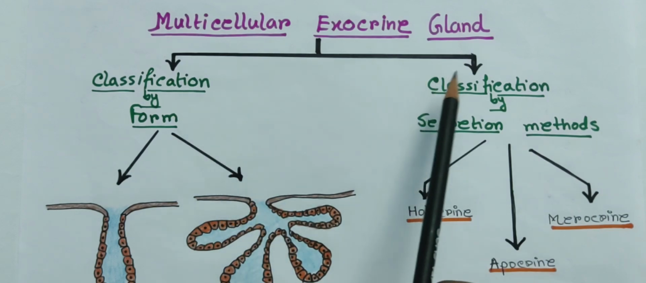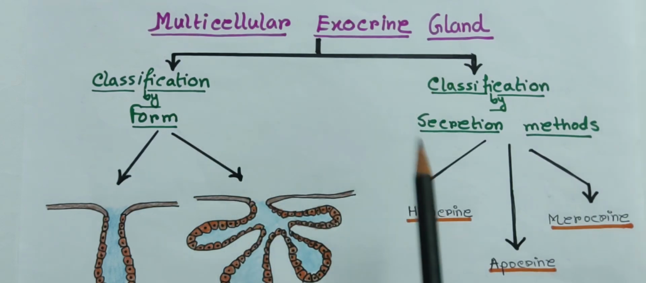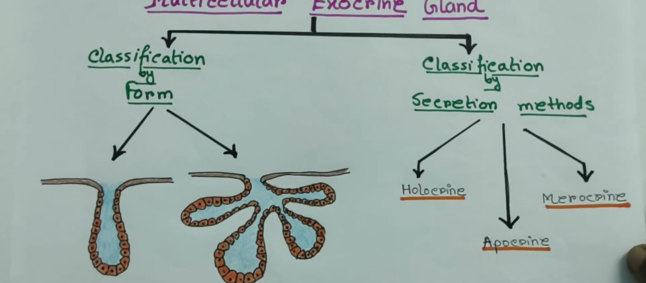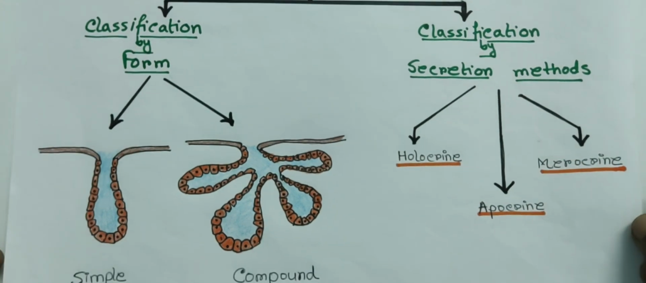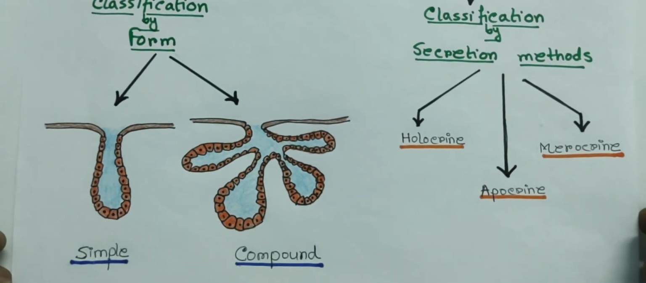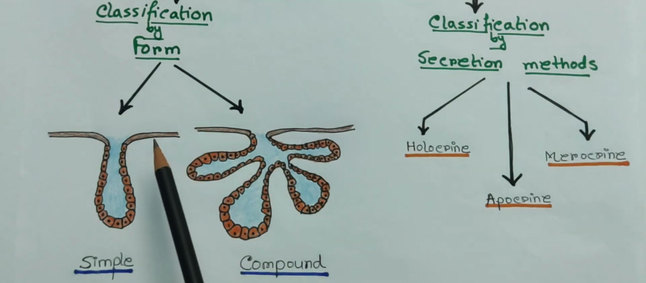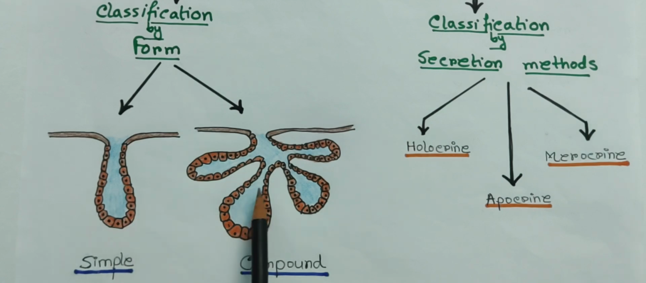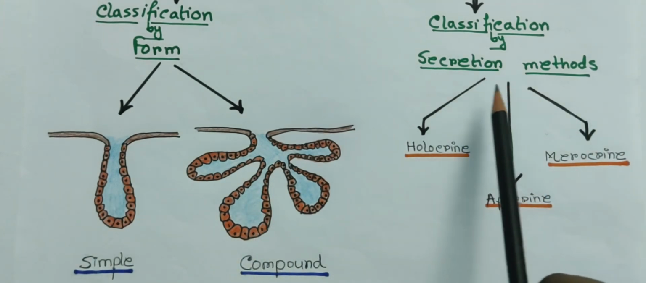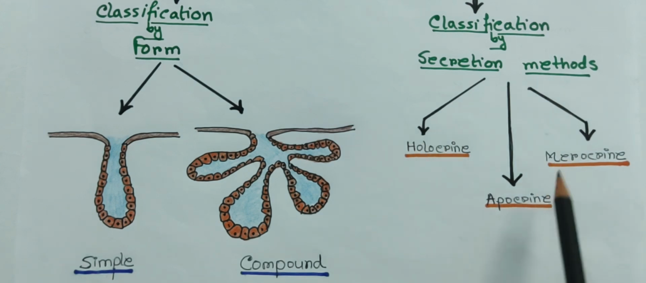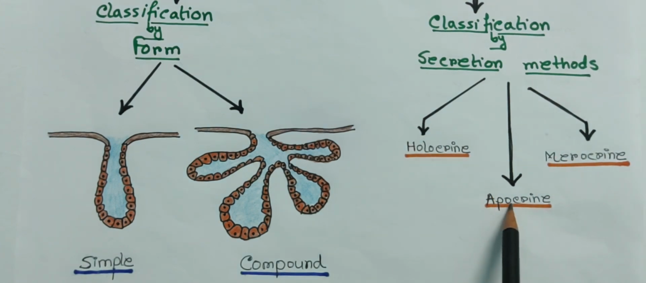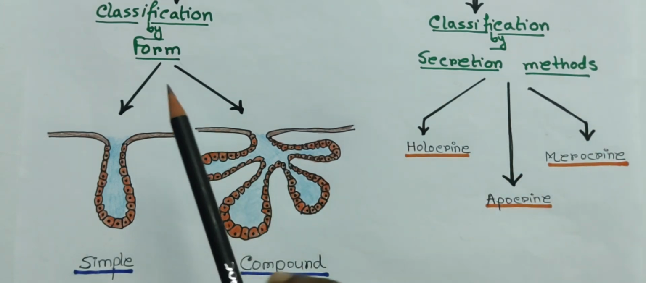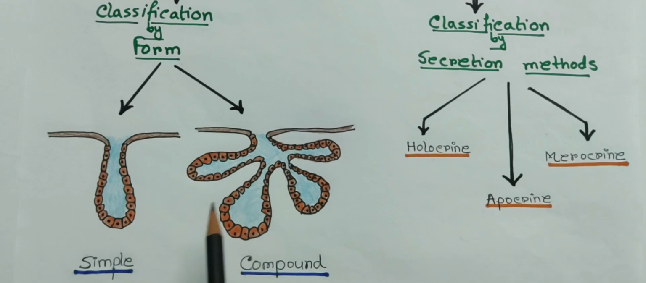It is divided into two, actually. The classification is based on two types. First, the classification based on the form, and second, the classification by the secretion method, how they secrete. So these are the two forms of multicellular exocrine gland: simple and compound. And based on the mode of their secretion, they are of three types: holocrine, apocrine and merocrine.